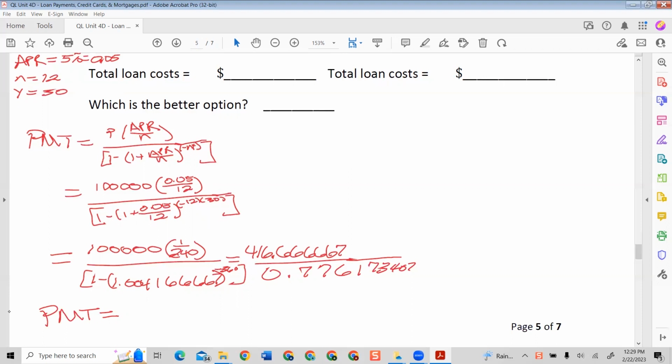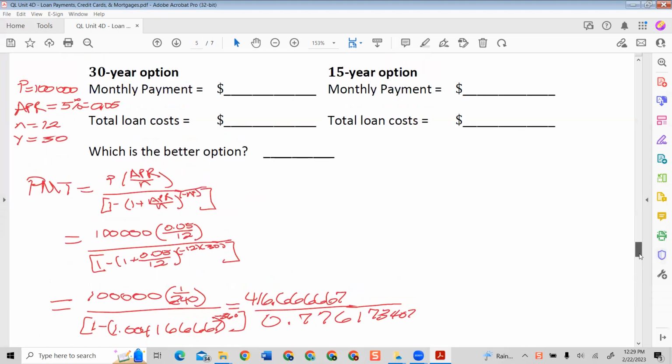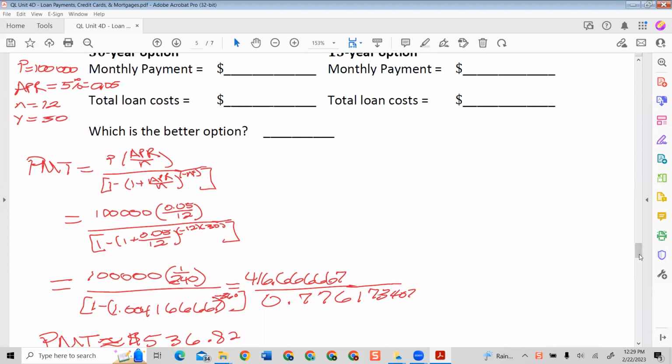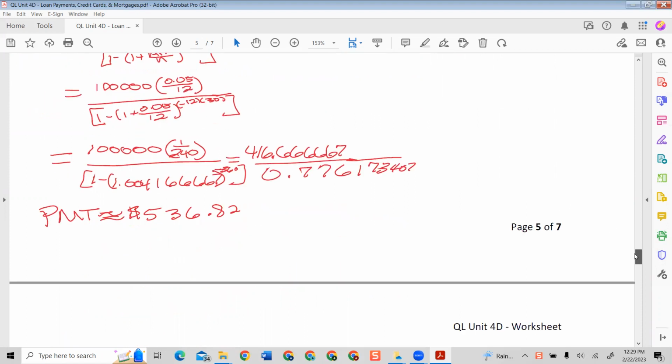And I'm going to go ahead and round this one to the nearest hundredth, so we are talking about money. So my payment would be $536.82. That's not bad. Now let's figure out the total loan cost. So on that line up here, let's go ahead and write that $536.82.